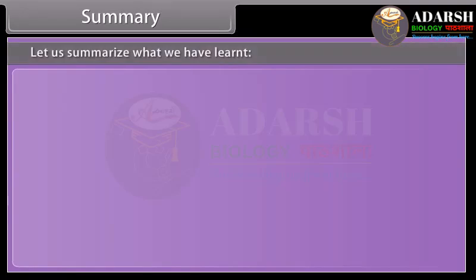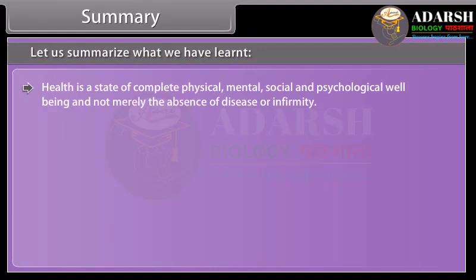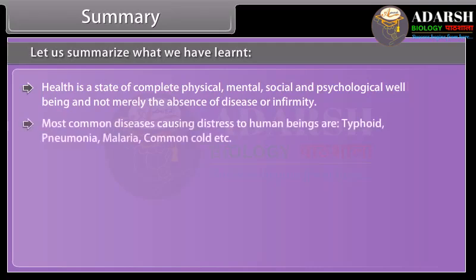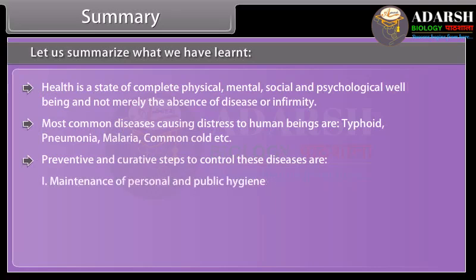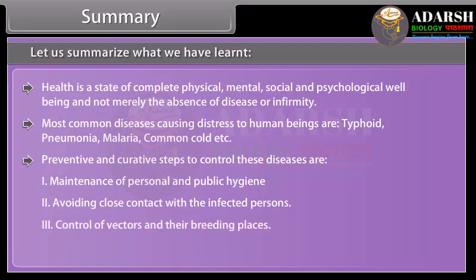Summary. Let us summarize what we have learned. Health is a state of complete physical, mental, social, and psychological well-being and not merely the absence of disease or infirmity. Most common diseases causing distress to human beings are typhoid, pneumonia, malaria, common cold, etc. Preventive and curative steps to control these diseases are maintenance of personal and public hygiene, avoiding close contact with infected persons, control of vectors and their breeding places, and use of vaccines and immunization programs.